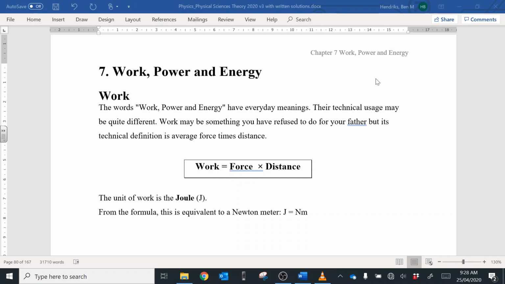We're now studying chapter 7, which is work, power, and energy. We're going to begin with work. So we'll just read through our notes here. The words work, power, and energy.